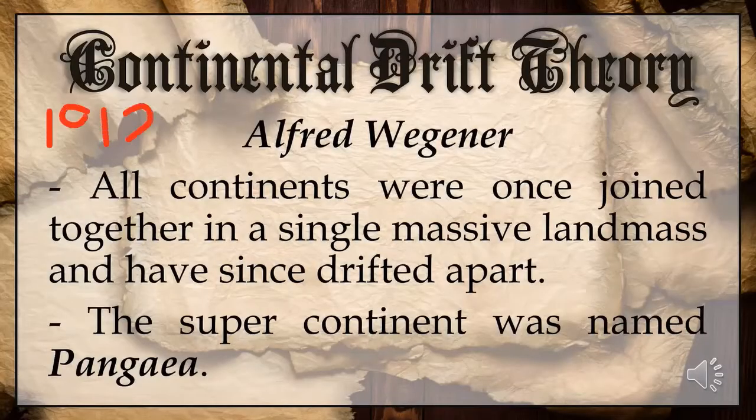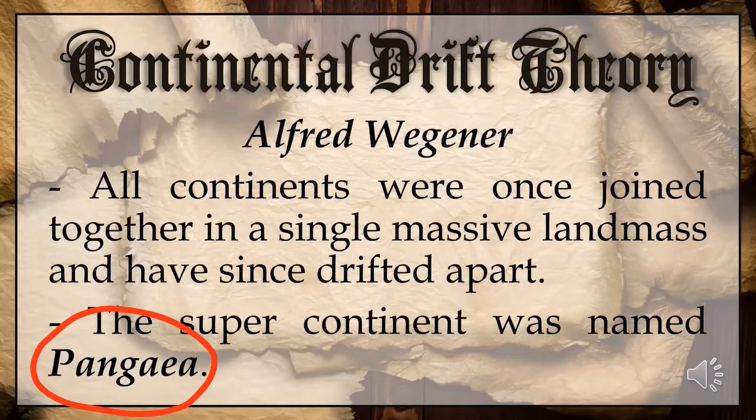In 1912, geophysicist Alfred Wegener developed the concept and hypothesized the continental drift theory. He claimed that there used to be only one supergiant landmass where all the continents came from, and this supercontinent was named Pangea. Continental drift theory states that all continents were once joined together in a single massive landmass and have since drifted apart.